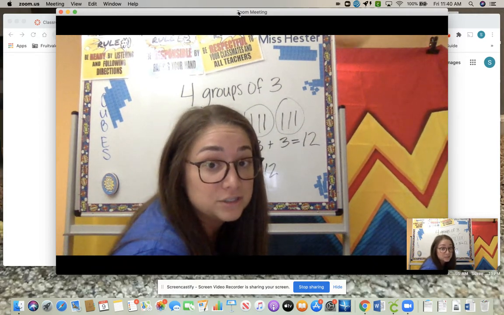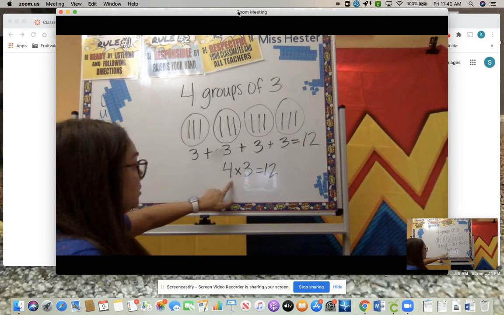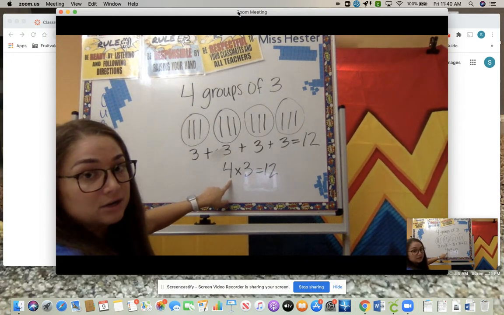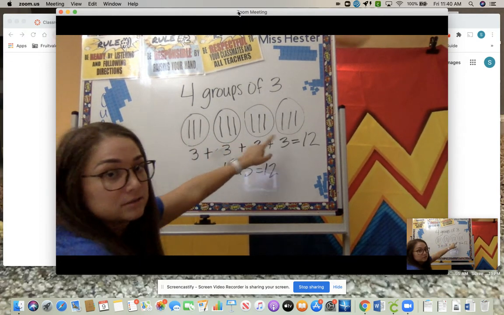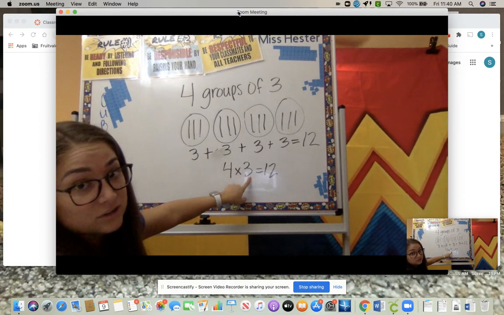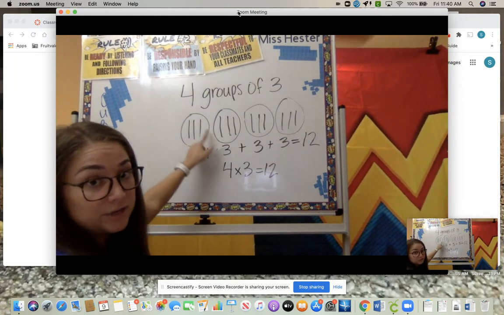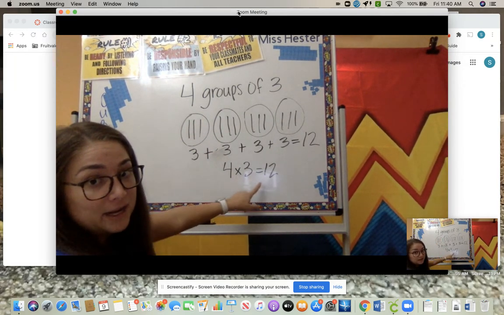Multiplication is related to addition. So the first number is always the amount of groups. So there are 4 groups. That's why there's a 4. This is their "of." 3 is how many are in one group. So there's 3 in one group. And that equals 12.